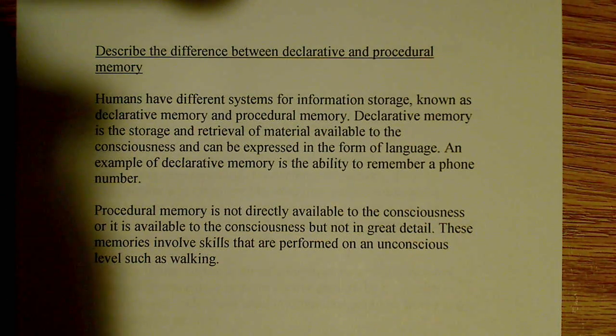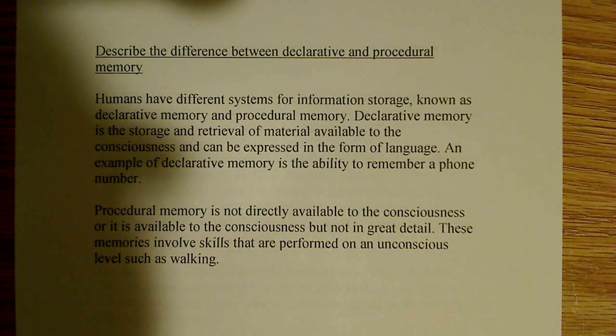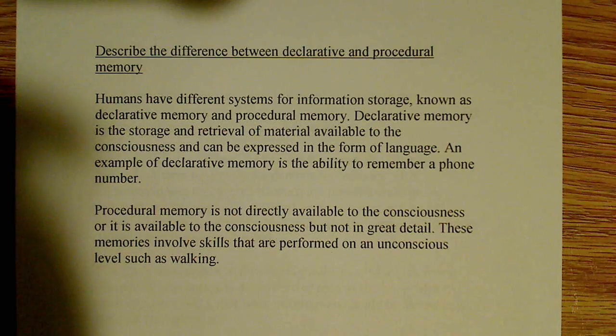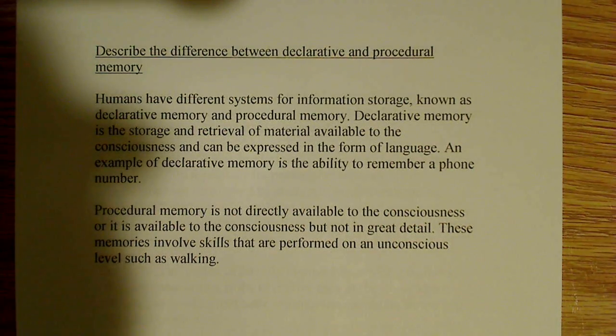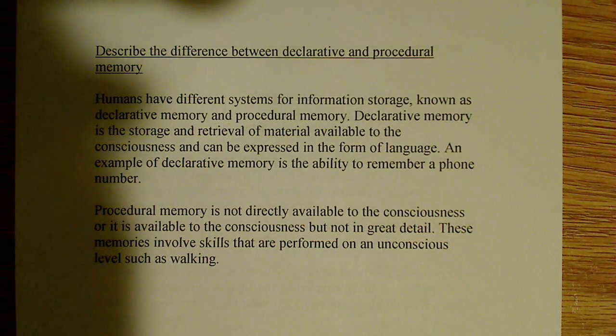So I now want to describe the differences between declarative and procedural memory. So humans have different systems for information storage, and they're known as declarative and procedural memory. So there's different ways people store information. One's declarative and one's procedural. So declarative memory is the storage and retrieval of information available to the consciousness.